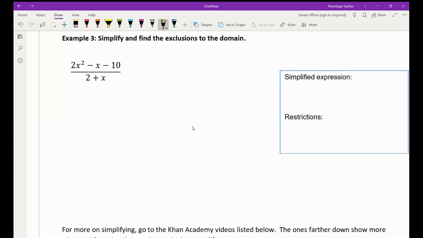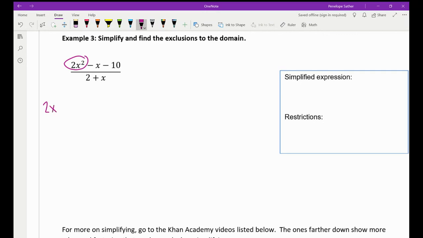Simplify and find the exclusions to the domain. All right, so on this particular problem, you'll notice that our leading coefficient at the top is not a 1. So we can't just do the format of factoring that we did before. We need to do the kind of long factoring that I know some of you just love, but hey, it's not bad. We got time.